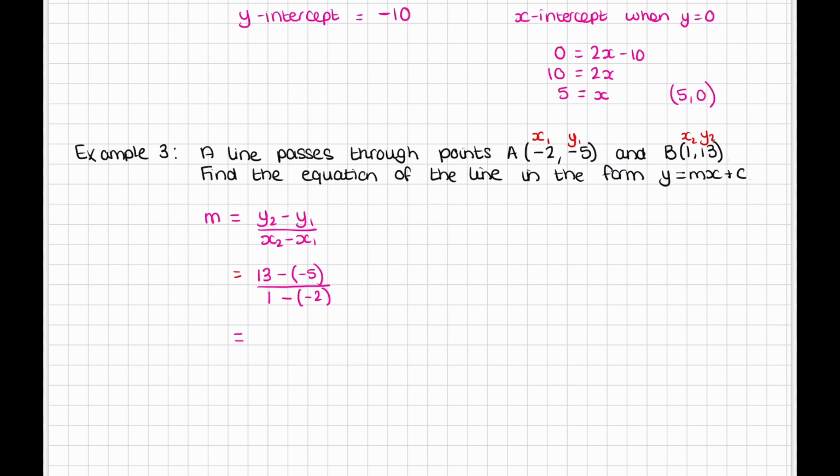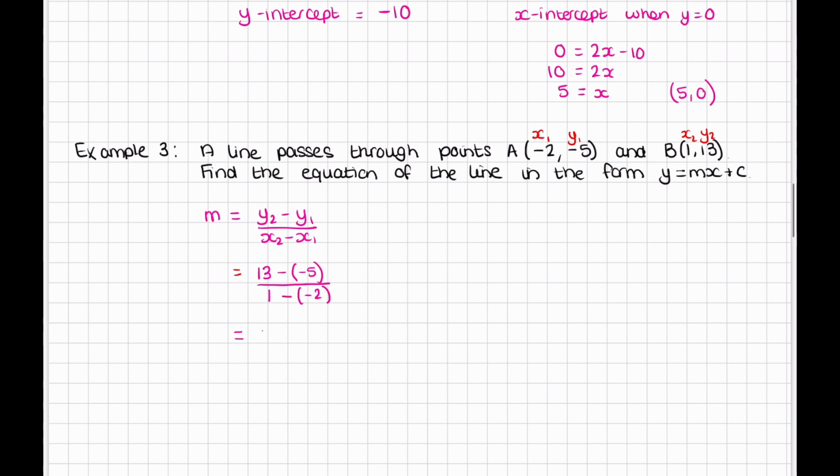So we have 13 minus negative 5, which is the same as 13 plus 5, so 18, over 1 minus negative 2, which is the same as 1 plus 2, which is 3, and 18 divided by 3 is 6. So our gradient is 6. Now to find the form y equals mx plus c, I will show you two different ways you can do this. It's up to you, whichever one you prefer.